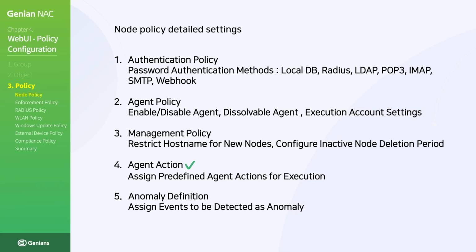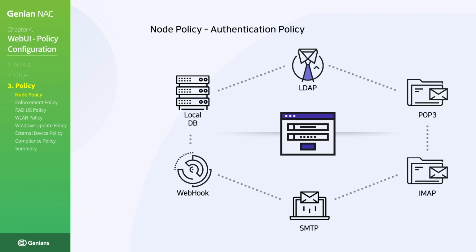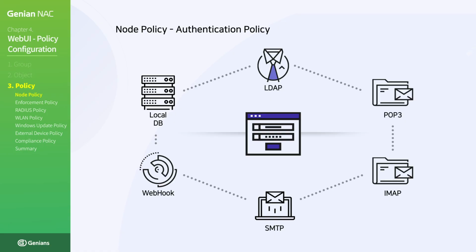Agent action. This assigns predefined agent plugins to nodes. Detailed configuration of agent plugins will be covered in Chapter 5. Anomaly definition. This section assigns and configures thresholds for 11 predefined anomaly event types, recognized by Genian NAC. The authentication policy is a section that is configured when using NAC user authentication. For password authentication, it provides a feature to sequentially check account information across multiple servers, as shown above.